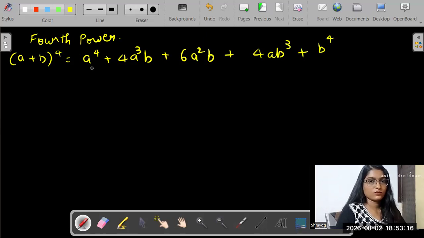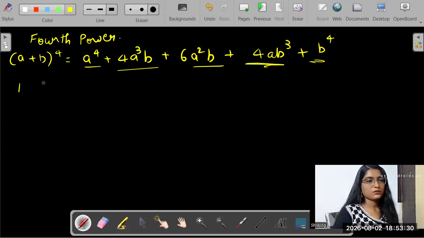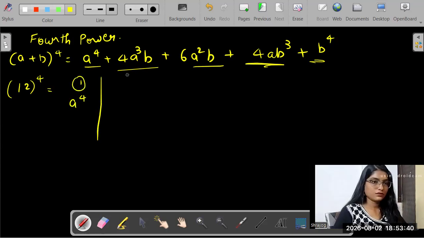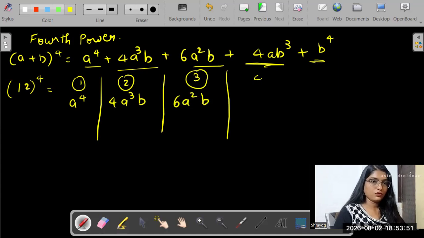How many terms are there in this particular formula? 1, 2, 3, 4, and 5. So we have to make 5 blocks to get the answer. Suppose I want to find 12 raised to the 4th. So block 1 will consist of this term, block 2, block 3, block 4, block 5.